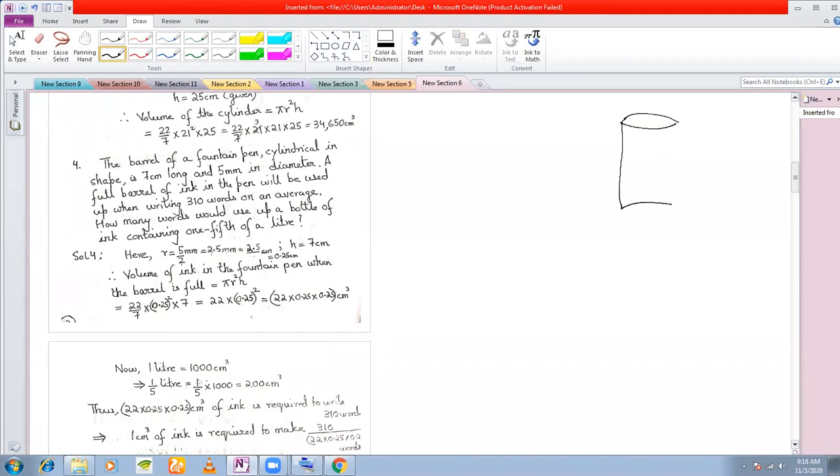Have any one of you used a fountain pen? Have you heard about fountain pens? Yes, sir, I use it once. Thank God, fountain pen.